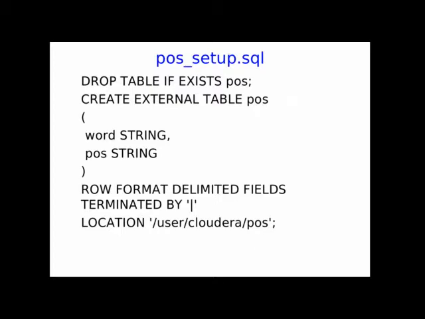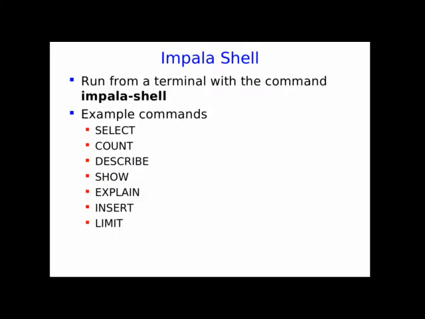Now that you have your data loaded into the file system, you run this file, which transforms that data into an Impala table. All right, now that you've done all of that, it's time to run the Impala shell, which is really simple. Just type impala-shell, press enter in a terminal window, and you'll have the ability to run a whole bunch of SQL-like commands. Some of the common ones are select, count, describe, show, explain, insert, and limit. They do probably what you would think they would do. You can press, I think, either tab or tab twice, I can't remember, to look at the possible commands while you're in the interactive shell.